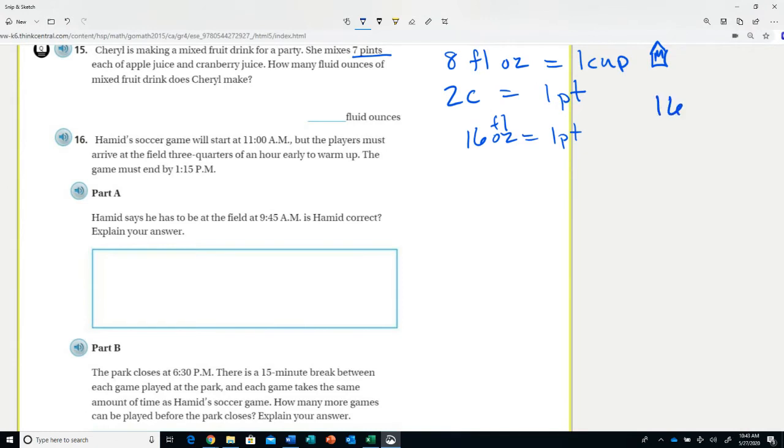So if I have 16 fluid ounces and I have 7 pints, I'm going to multiply here, get 42. 7 times 6 is 42. 7 times 1 is 7, plus 4 is 11, and I'm going to get 112 fluid ounces. I will tell you the other way that I did this was I did the conversion twice. So I made all my pints into cups, and then once I got my cups, I made my cups into fluid ounces. So 112 fluid ounces.